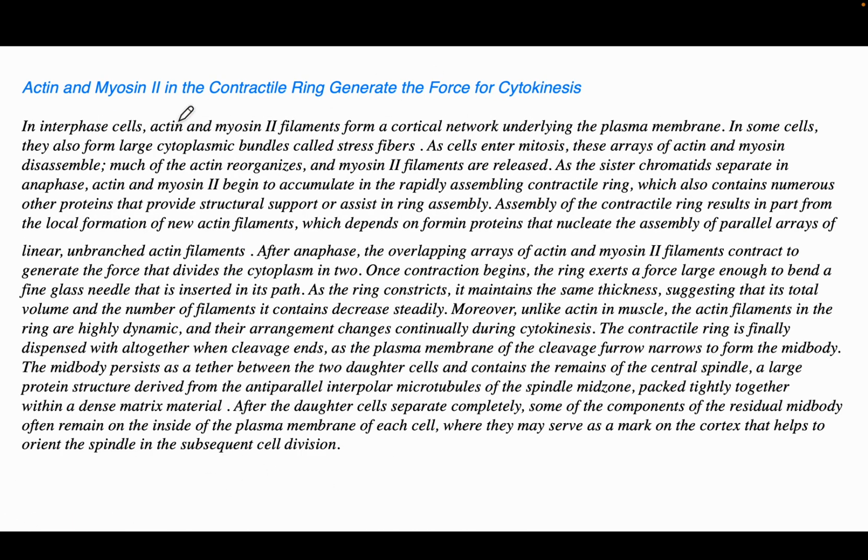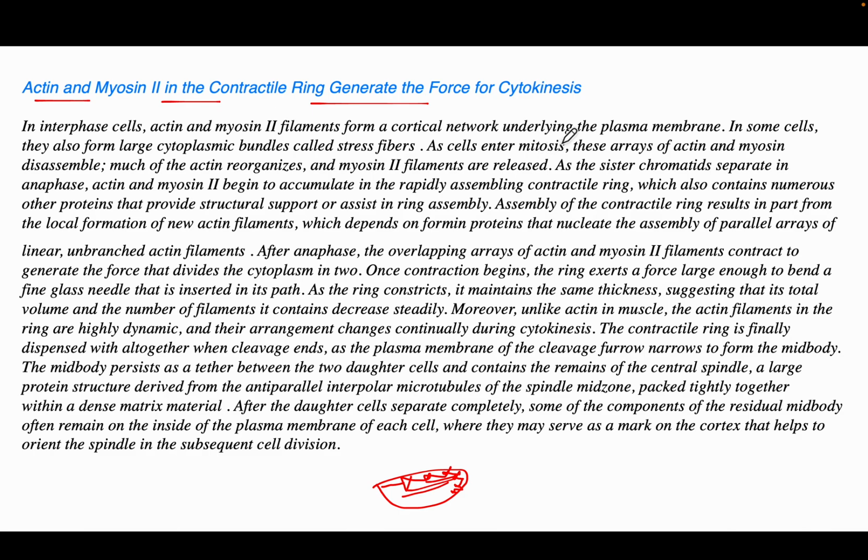So here comes the role of actin and myosin 2 in the contractile ring that generate the force for cytokinesis. So in an interphase cell, what happens? Actin and myosin 2 filaments form a cortical network. So if you consider a plasma membrane, actin and myosin form a cortical network underneath the plasma membrane. In some cells, they also form large cytoplasmic bundles called stress fibers.